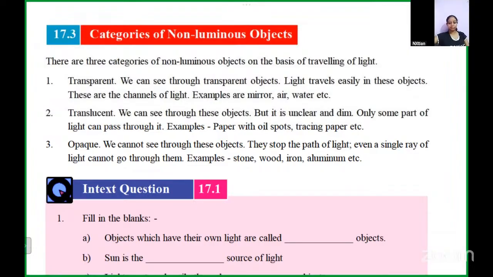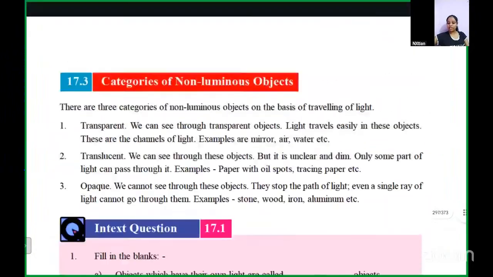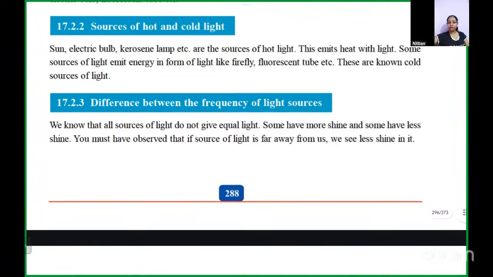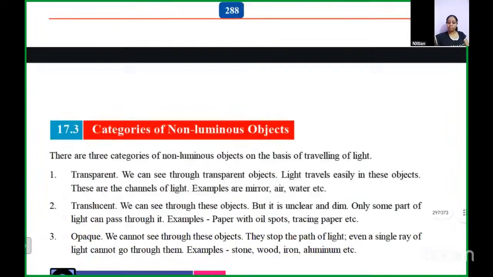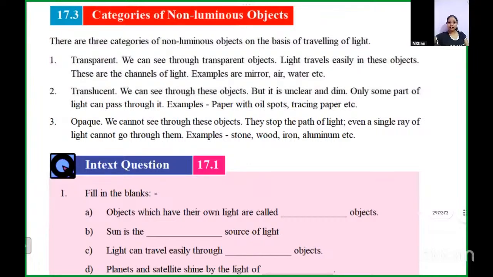Haven't we done these three? No, Emma, we haven't done transparent, translucent, opaque. Last time, we stopped at difference between frequency of light sources. Yes, ma'am, but haven't we studied about this in another chapter also? No, not another chapter. Okay, ma'am, maybe I have studied it before. Yeah, you might have studied this before, probably. Now, can you turn on your video, Emma?